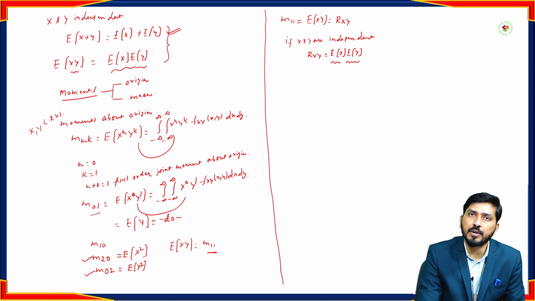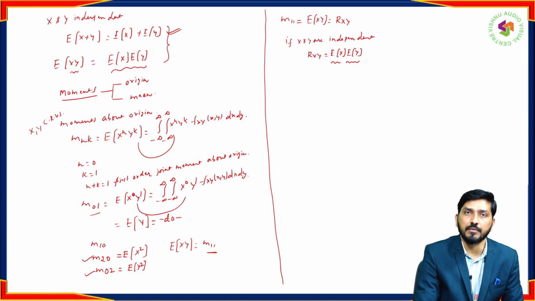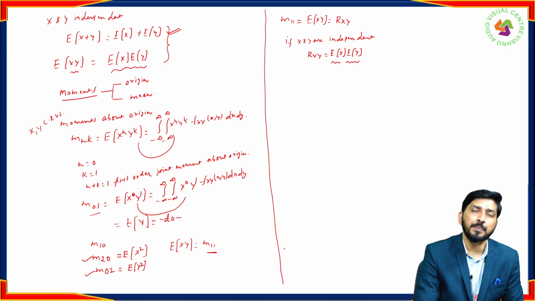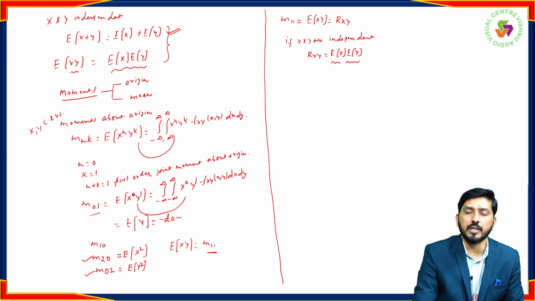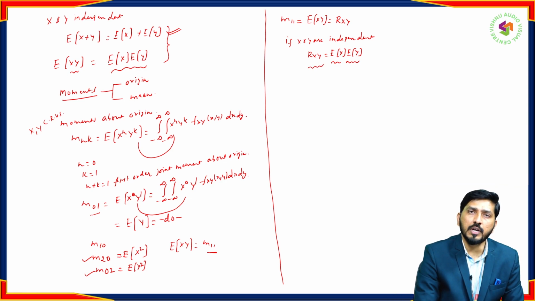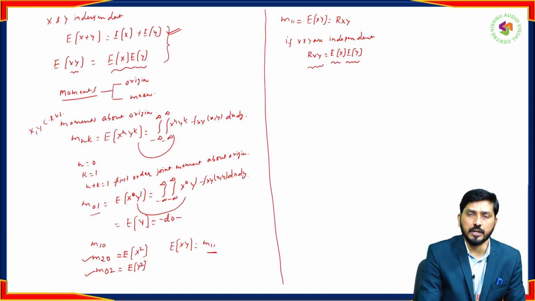If x and y are independent, then the covariance is equal to correlation. Correlation is written as expectation of x times expectation of y. This is the special case in second order joint moments about origin: rxy is equal to expectation of x times expectation of y. If x and y are independent, then x and y can be called uncorrelated.